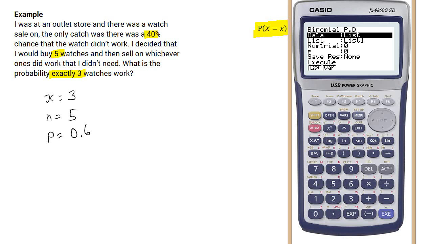Now, it often comes up with a list first, so if it does that, you need to change it to variable. X is the number that we want to work, which is 3. The number of trials we're doing is 5, and our probability is 0.6, because that's the probability of it working, remember. Then we press execute, and execute again, and we find out the probability of having exactly 3 watches working is 0.3456.